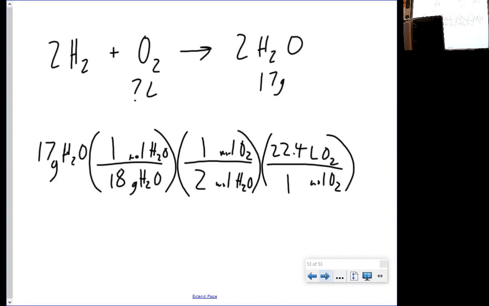Everybody good? 17 times 22.4. Smash the enter button. Divided by 36. Give me an answer. What is wrong with my calculator? Why are you screwing things up? 17 times 22.4 divided by 36 is 10.5777777778. So 11.